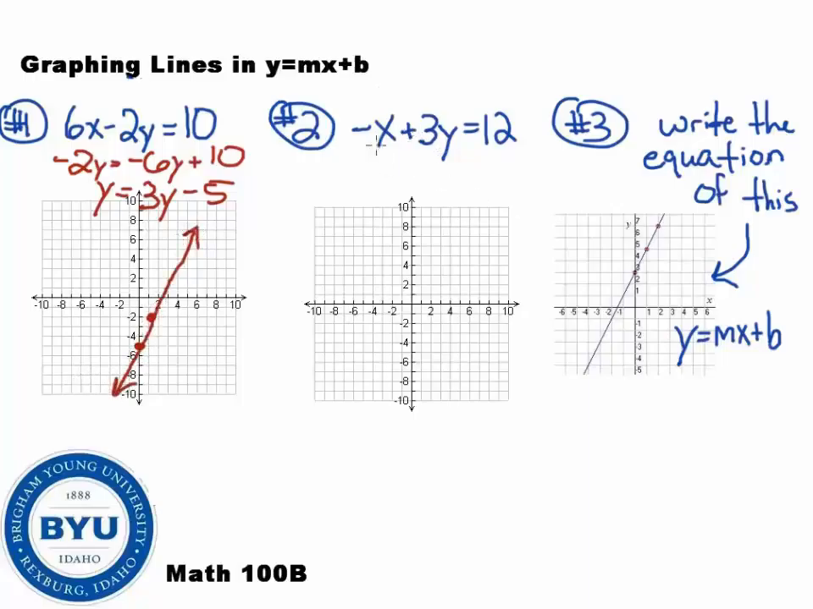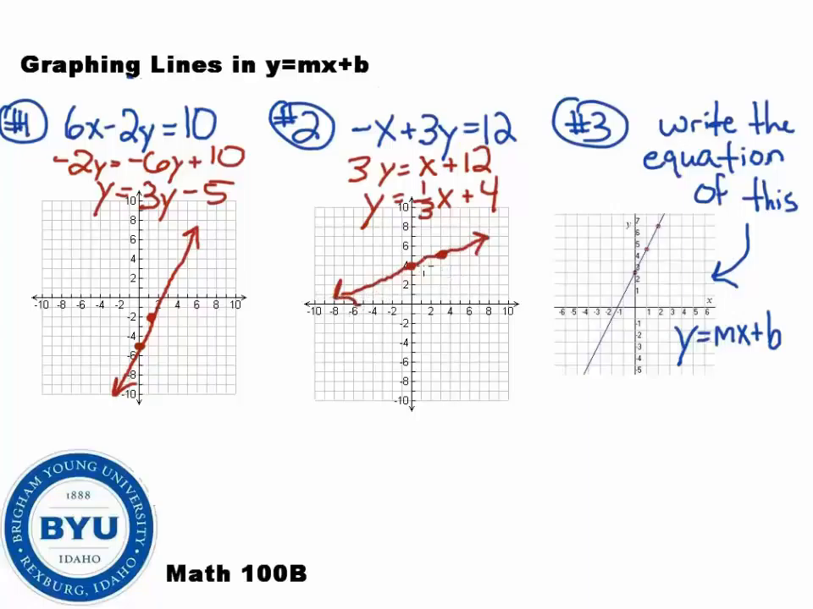On this one here, we're going to solve for y. I get 3y equals x plus 12. I then divide by 3. I get y equals 1/3 x plus 4. So that's got a y-intercept of 4 and a slope of 1/3. So I go up 1 over 3 because the slope is 1/3. And we graph the line.